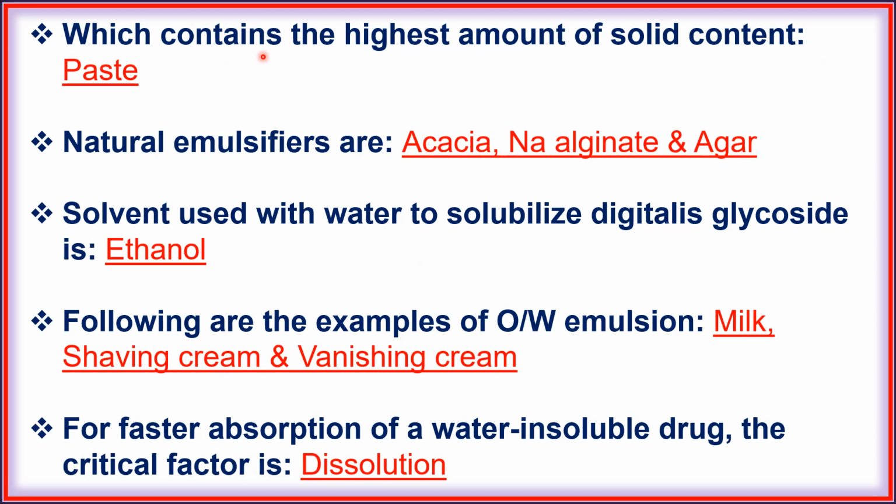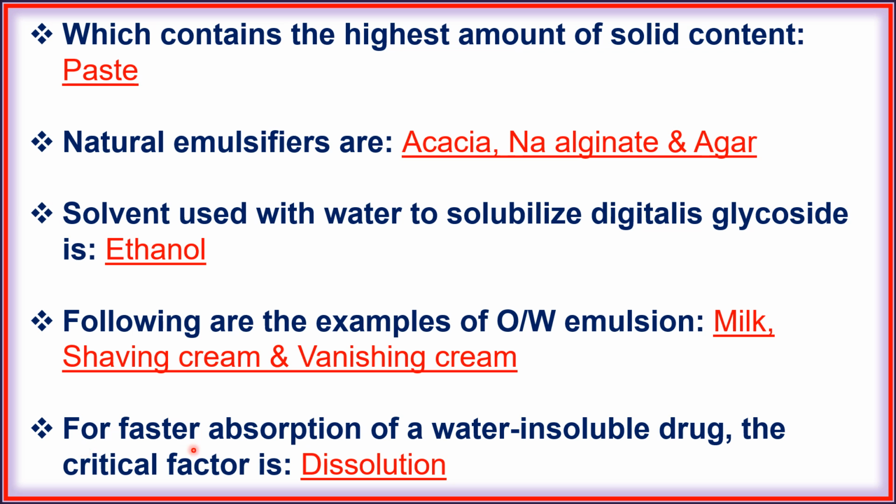Next, which contains the highest amount of solid content? That is paste. Next, natural emulsifiers are acacia, sodium alginate, and agar. Next, solvent used with water to solubilize digitalis glycoside is ethanol. Next, following are the examples of oil in water type emulsion: milk, shaving cream, and vanishing cream.